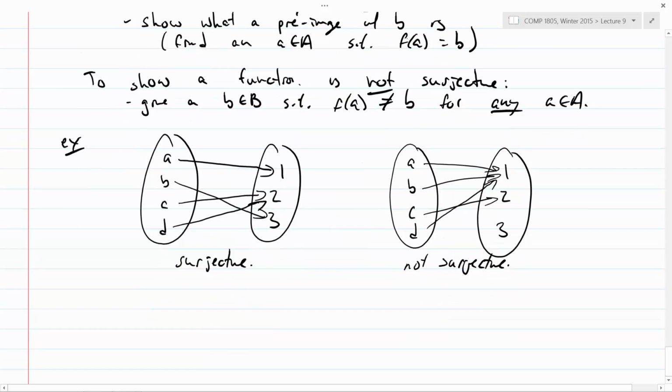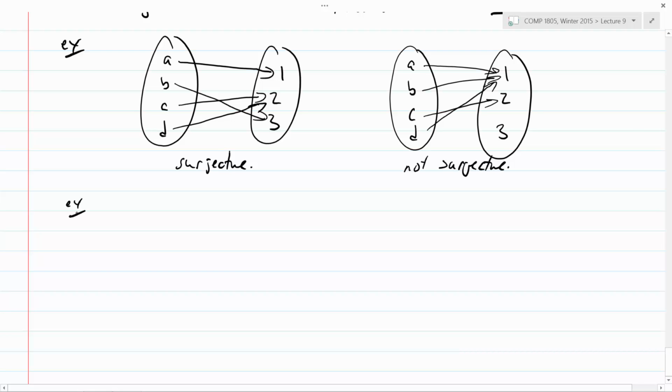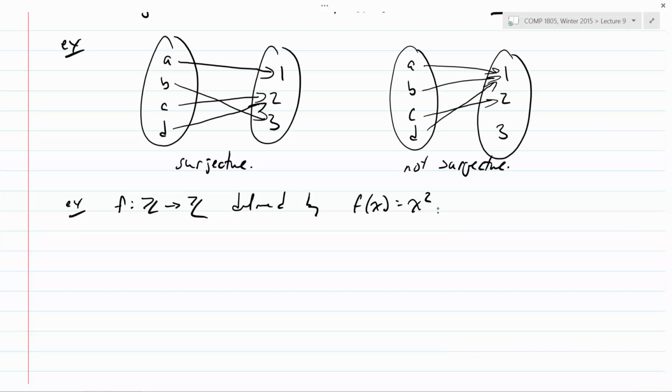All right, so let's try doing it with functions. So let's say we have a function f that goes from the integers to the integers, and it's defined by f(x) equals x squared. Is that surjective? No. If you say no, why is it not surjective? If you know from an example we've done before that the range is the set of all non-negative perfect squares, 7 is not a non-negative perfect square.